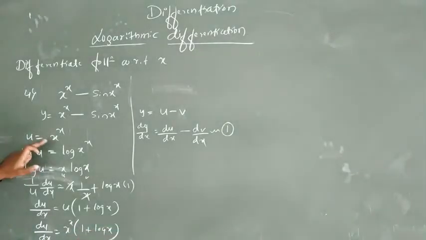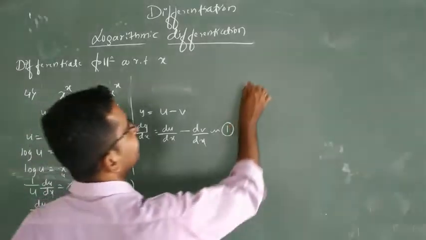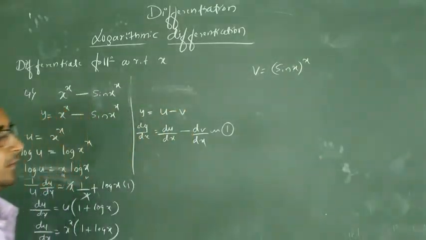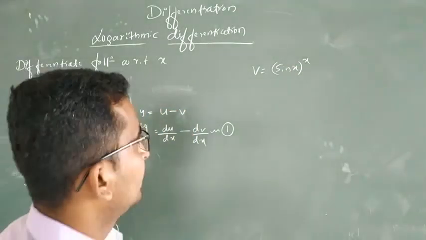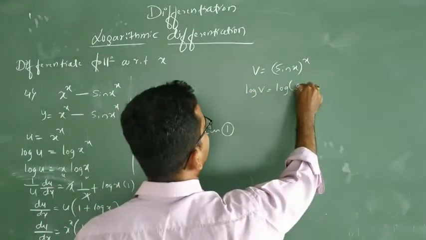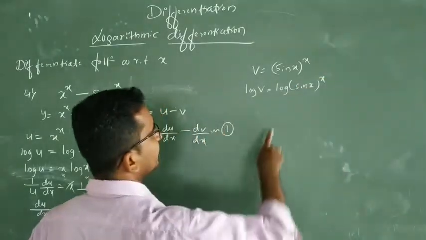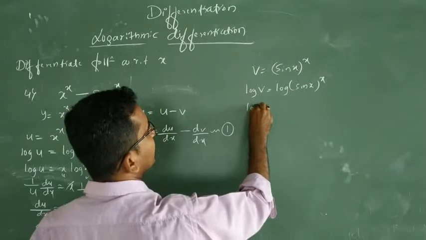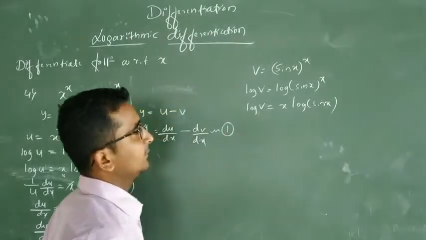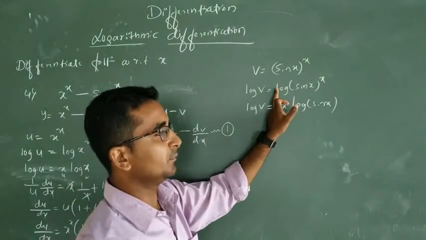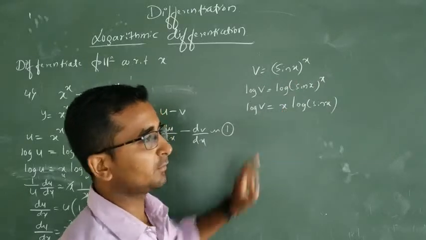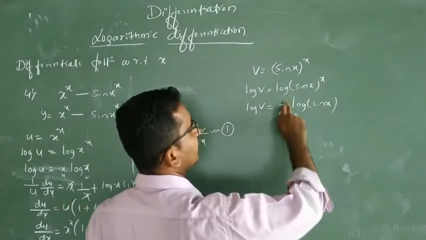So this is about u. Next we have to take v. v is nothing but sin x, whole raised to x. Apply the log to both sides. Log v is equal to log of sin x whole raised to x. Again it is in the form of log of m raised to n. Then log v is equal to x log of sin x. Take x to the front of the log, because log of m raised to n is nothing but n log of m.